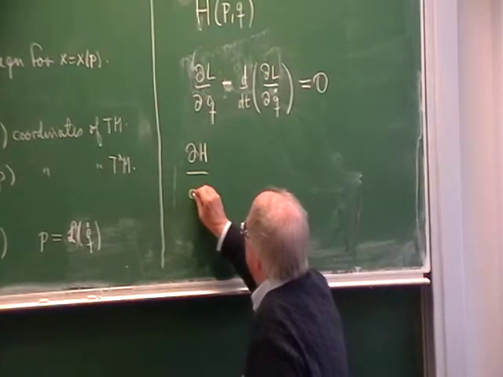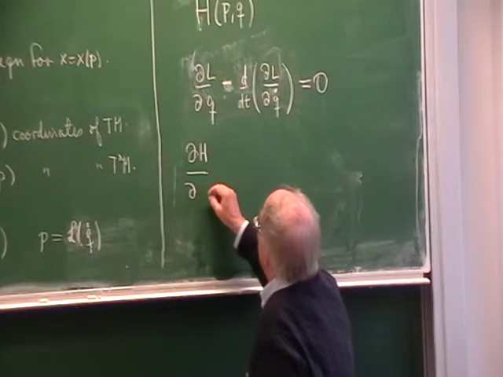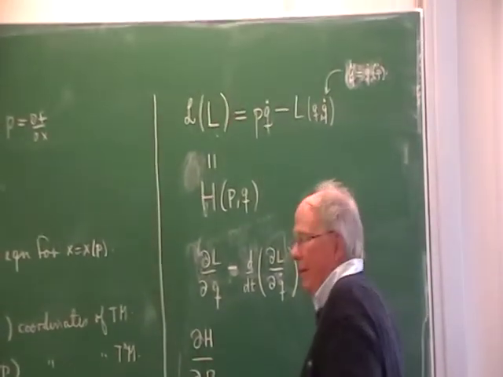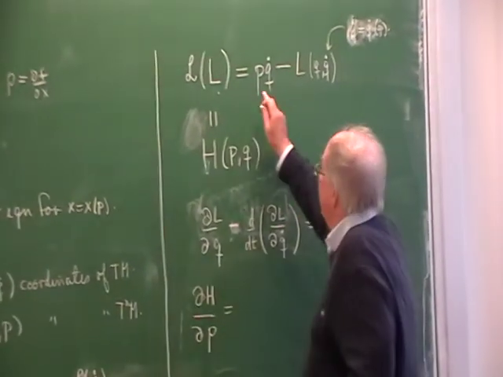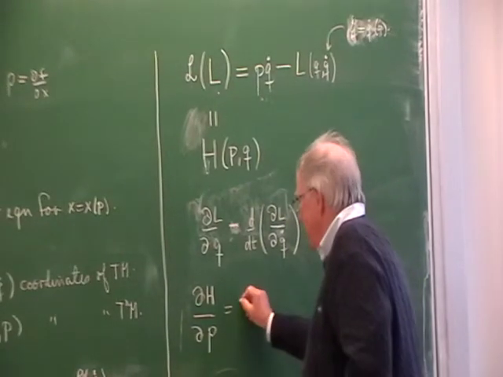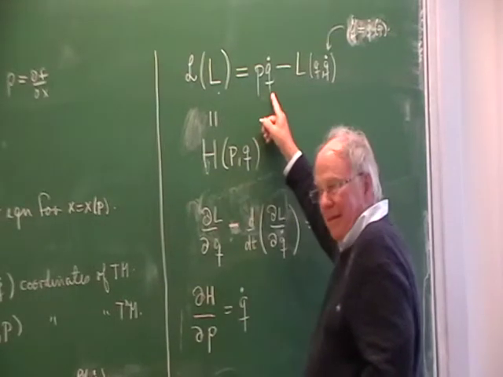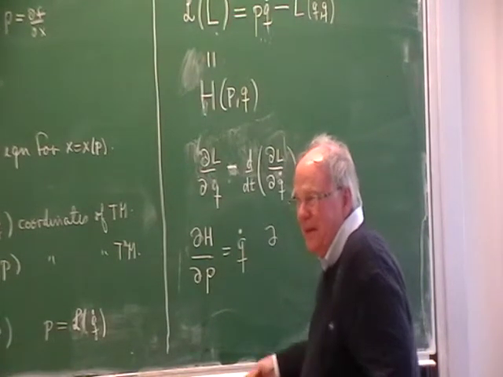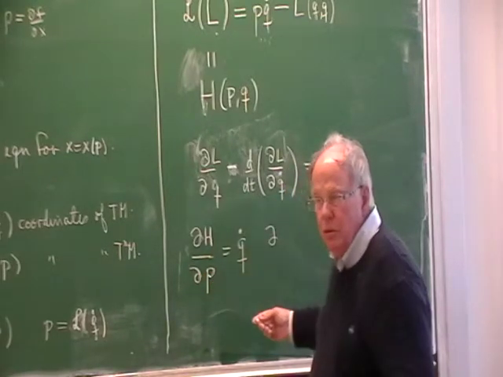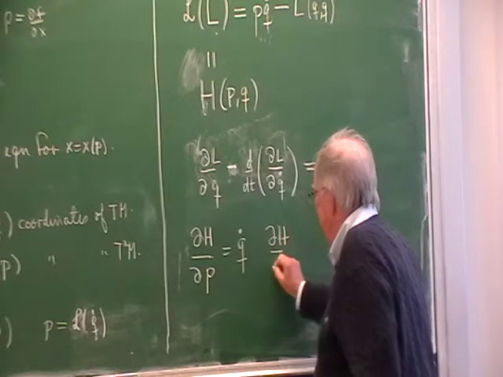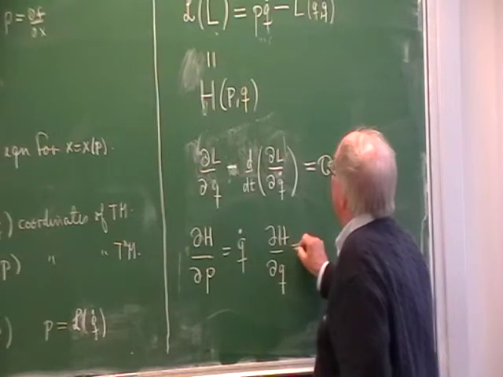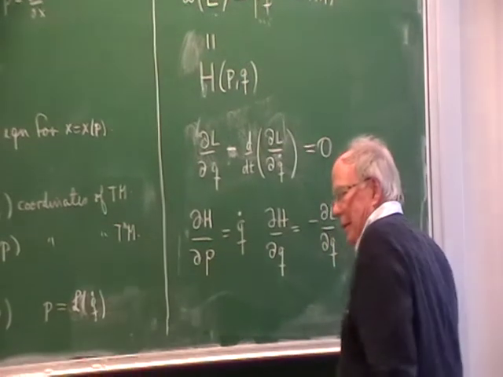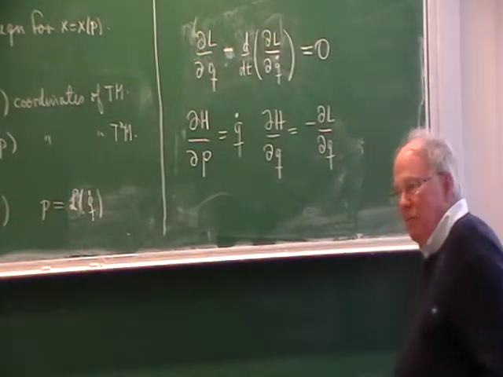What about the H, for example, dH dP. What's this equal to? Well, isn't this equal to Q point? Right? And now what about dH? This is the point I wanted to compute. Now I want to compute dH dP and dH dQ. Why not? Okay. This is minus dL dq. Alright? And what's minus dL dq?